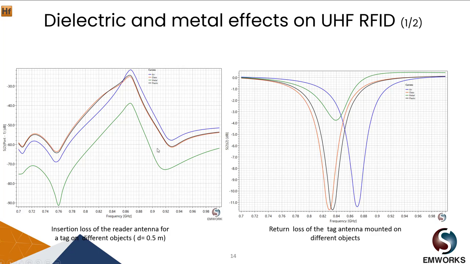On the right hand side, we have the insertion loss for the tag antennas on the different objects. From this plot, we can clearly see that the metal has a big effect on the power received by the tag antenna, and this is due to the detuning as well as the impedance mismatch. But the tag antenna can still turn on the chip. It has received almost minus 40 dB, which is enough power to turn on the chip.